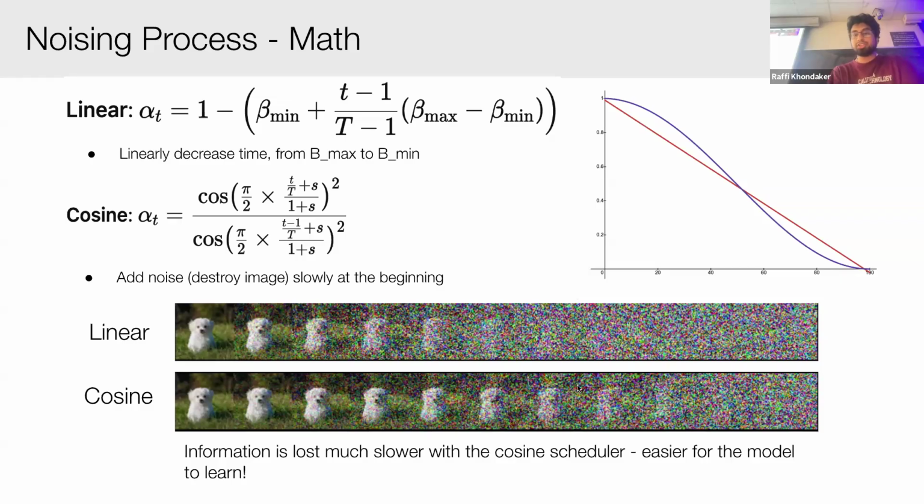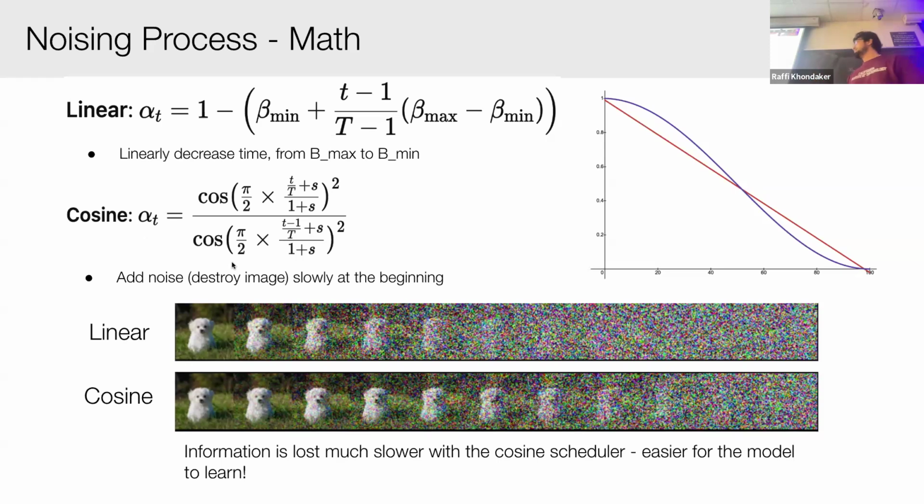Versus if we slow down the noising process a little bit more in the beginning, we have more variations of noise to work with. We lose less information quickly. Does that make sense? So generally with the scheduler, we work with this cosine function.